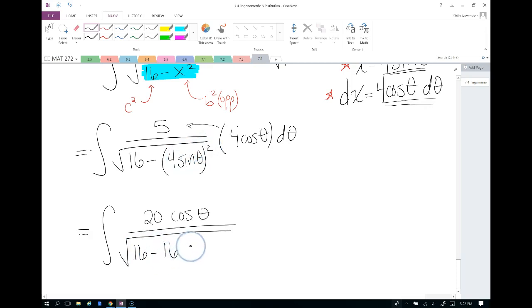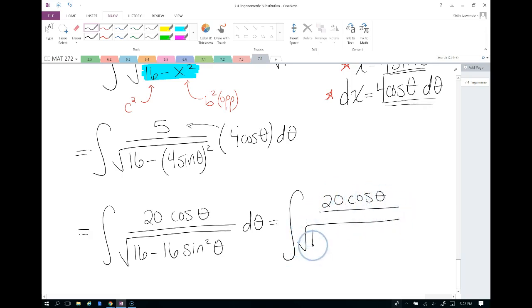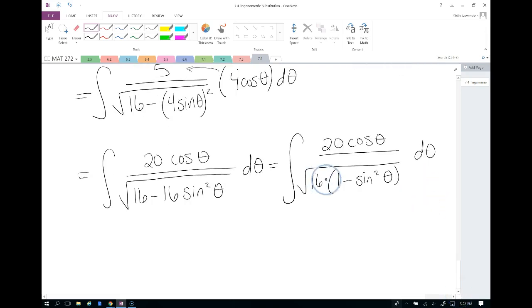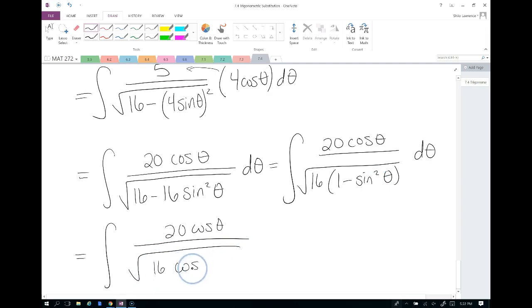Once we square that 4 sine theta, we'll see that those two terms inside the square root have a 16 in common. And if we factor the 16 out of both of them, then we'll actually be able to see our Pythagorean identity, 1 minus sine squared theta. We can't cancel that square root while there's still addition or subtraction underneath it. So 1 minus sine squared theta is equivalent to cosine squared theta.